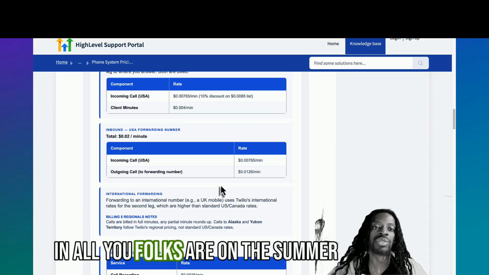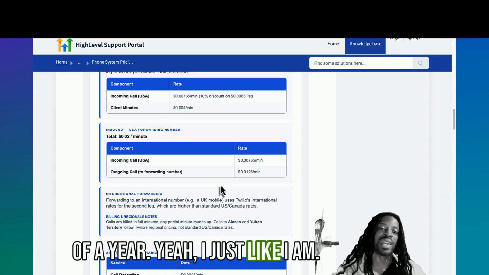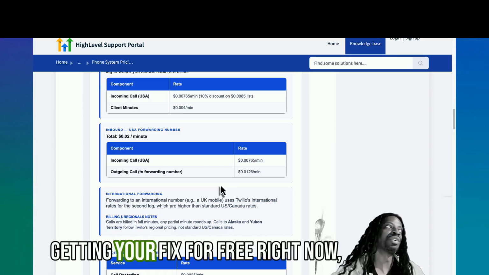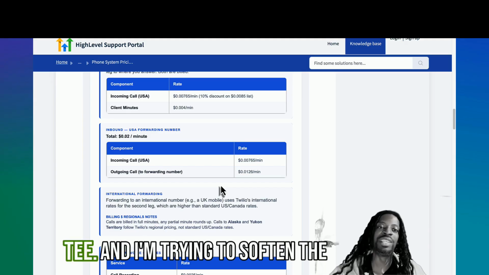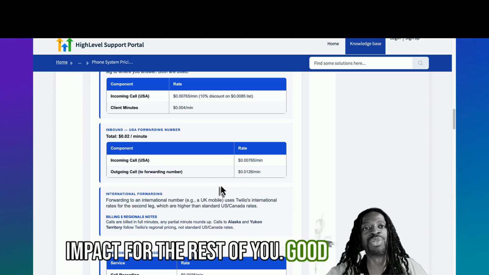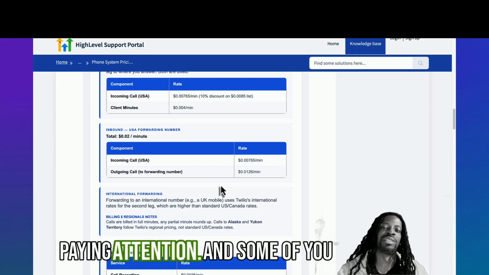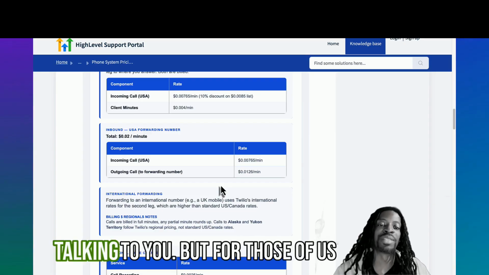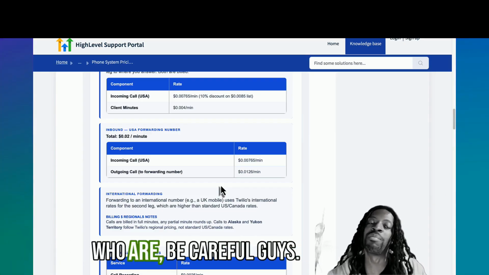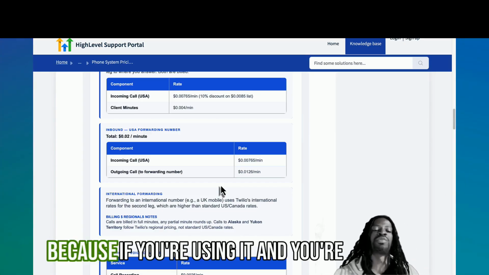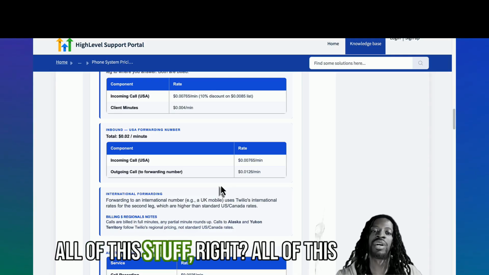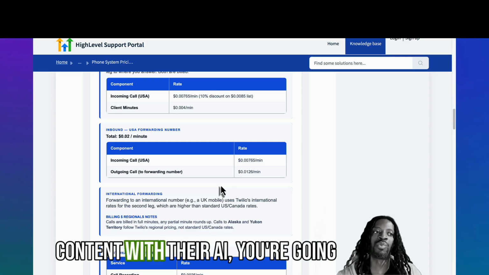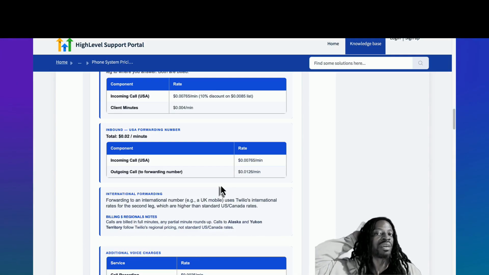And all you folks are on the summer of AI, just like I am, getting your fix for free right now, right? I'm already weaning off, and I'm trying to soften the impact for the rest of you good folks out there who might not be paying attention. And some of you aren't even using it, so I'm not talking to you. But for those of us who are, be careful, guys. Because if you're using it and you're making apps and generating all of this content with their AI, you're gonna have to start paying for that.